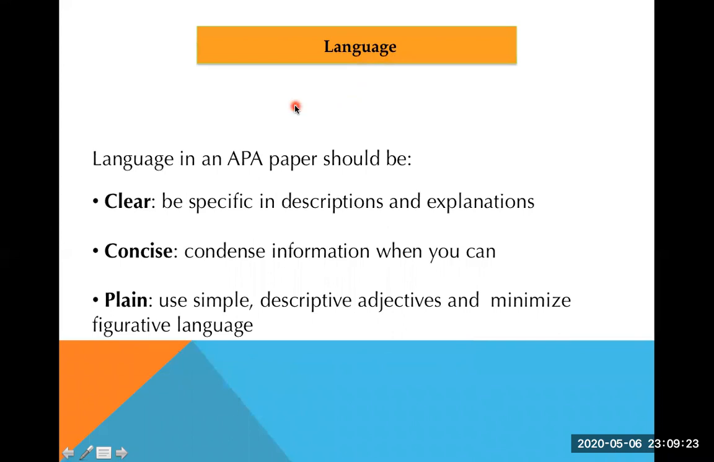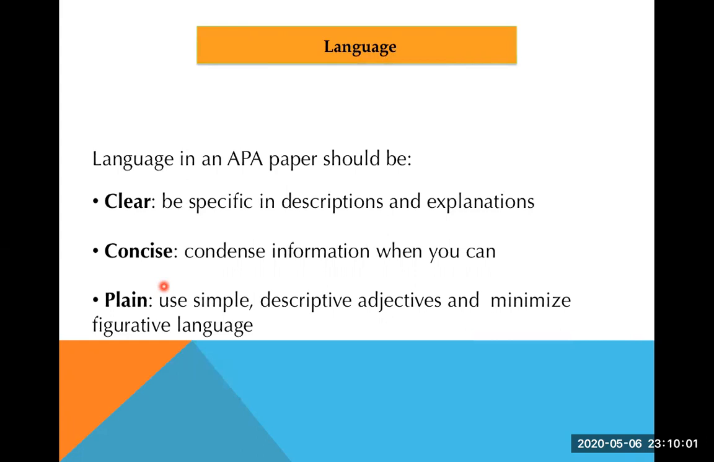In terms of language, this slide explains the language qualities the APA recommends for academic papers. As you can see here, language in an APA paper should be clear, concise, and plain. Clarity and conciseness are the major concerns when reporting research in APA. It's not easy to balance clarity, which requires accuracy, and conciseness, which requires packing information.